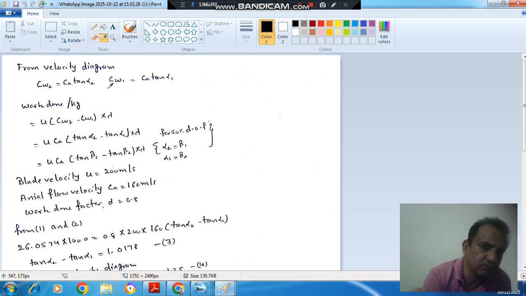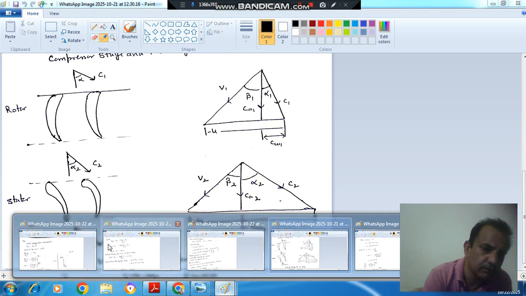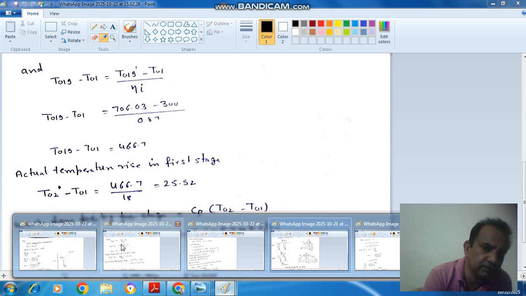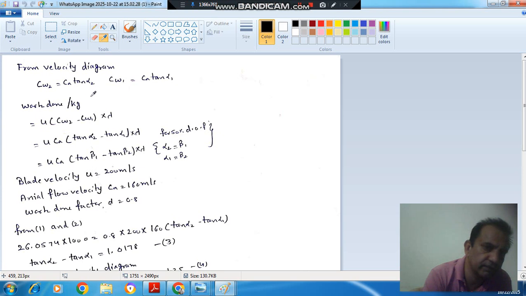CA1 and CA2 are same. So from these diagrams we can see CW1 is CA tangent alpha 1 and CW2 is CA tangent alpha 2. So now work done is U (CW2 minus CW1) into lambda. Lambda is the work done vector, and we can put CW2 and CW1 in terms of CA and alpha 2 and alpha 1.